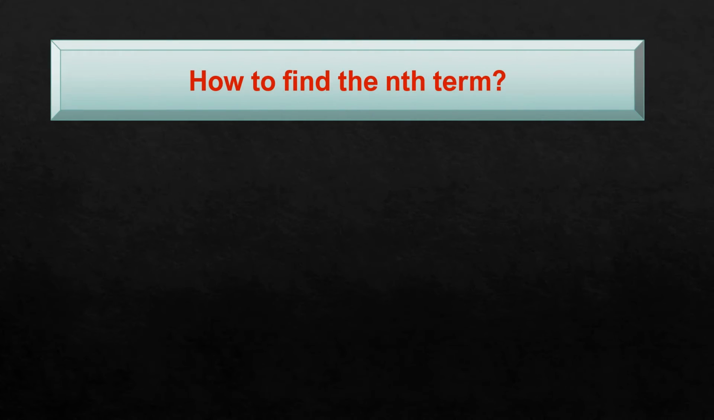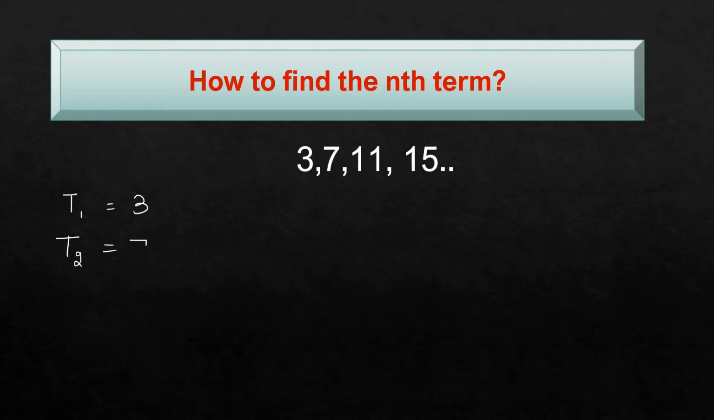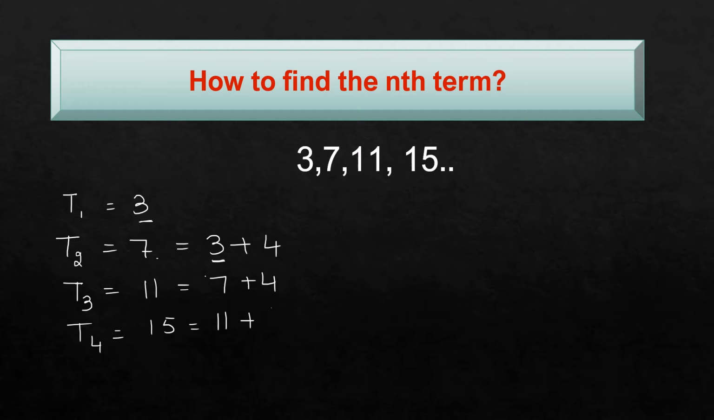So let's examine how to find the nth term. For this, I am taking this particular series. Now what I will do, I will write each term in terms of the previous terms. So the first term is taken as 3, second term, which is 7. Now 7 can be written as 3 plus 4 because I am interested in writing 7 in terms of the previous term. Now let's take the third term, which is 11. 11 can be written as 7 plus 4. The fourth term is 15, so it can be written as 11 plus 4.